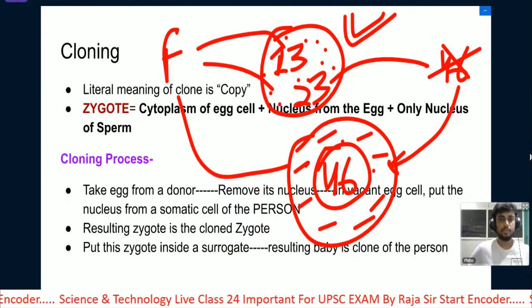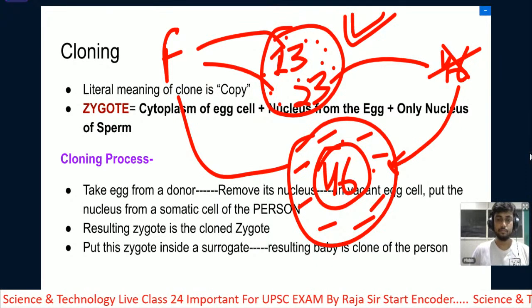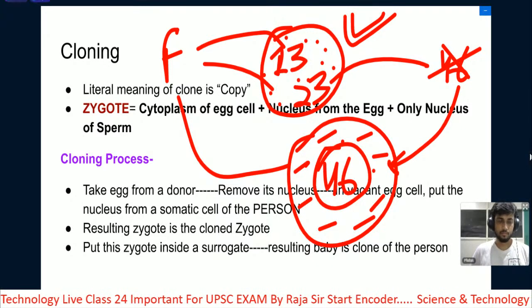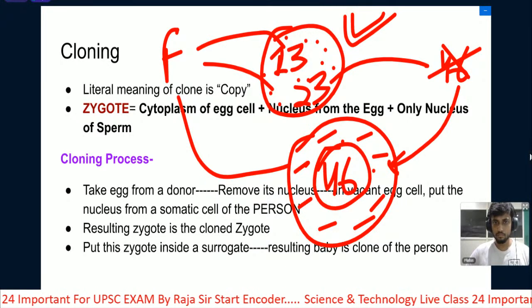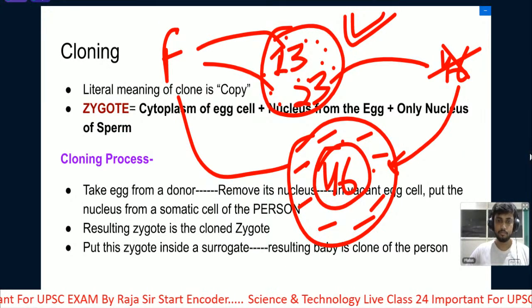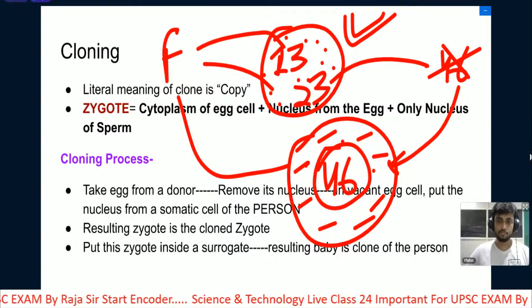Arpit, did you understand? Okay, sir, I got it, sir. But sir, these 46 chromosomes, sir, it is of male sperm only, sir. They belong to them only, sir.